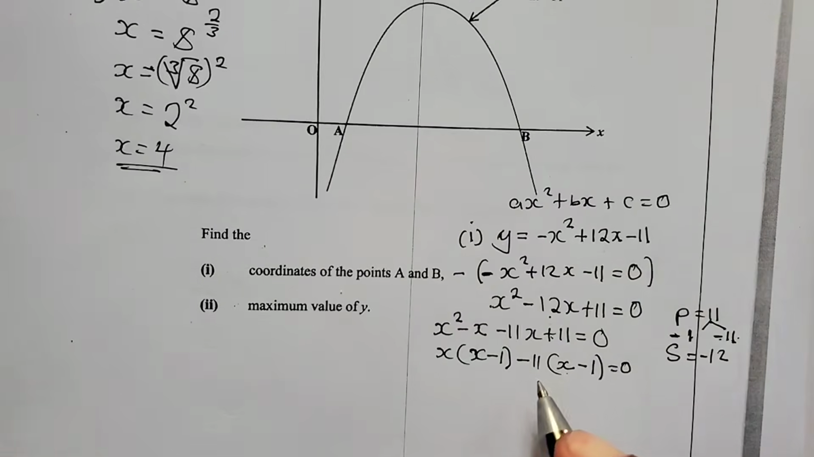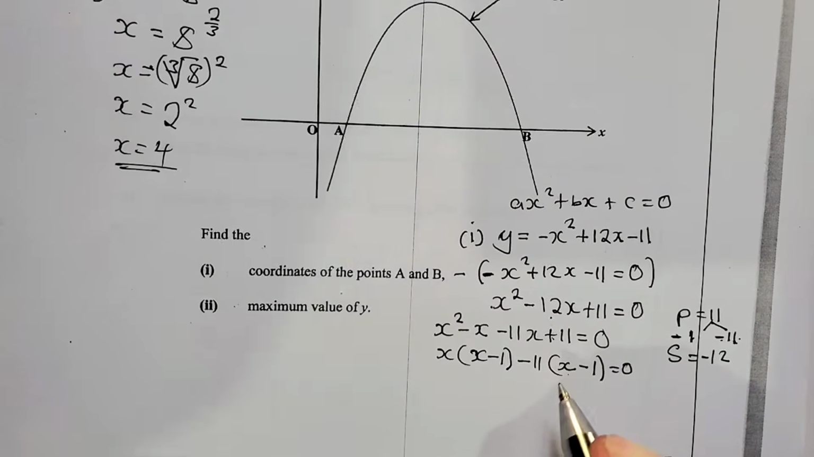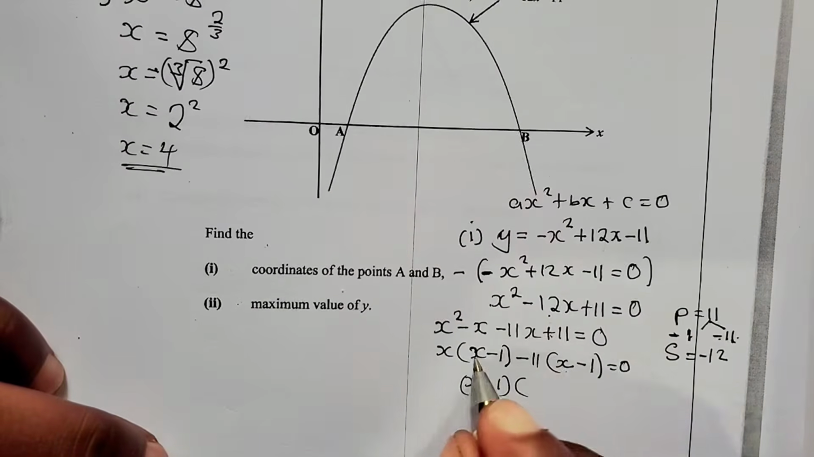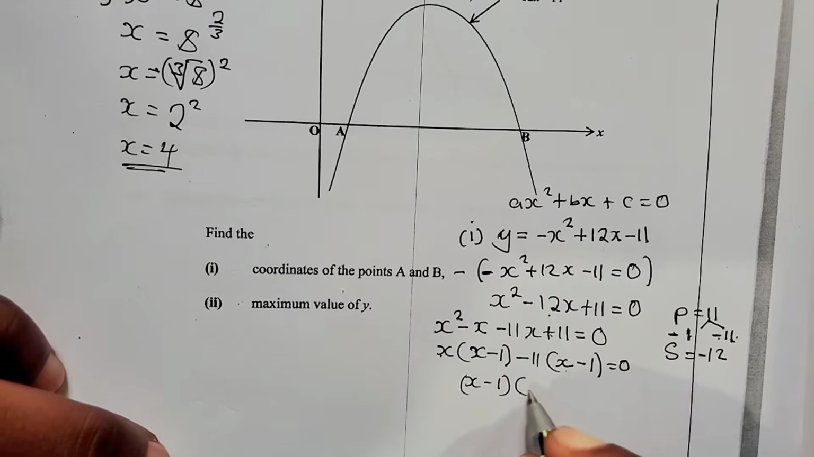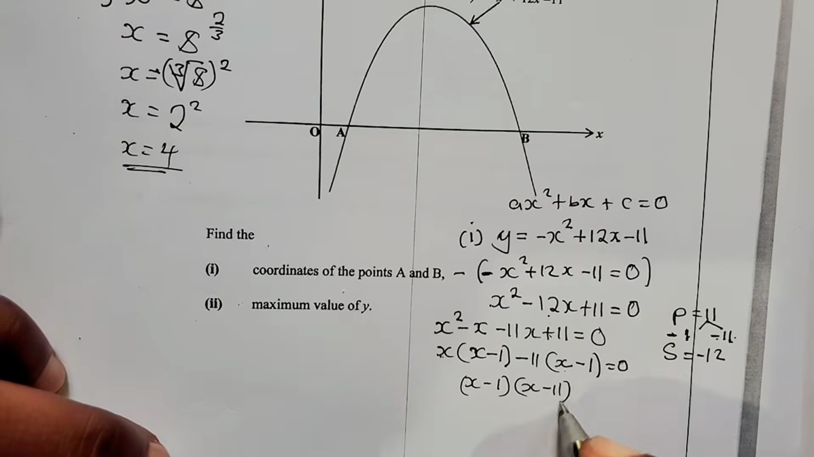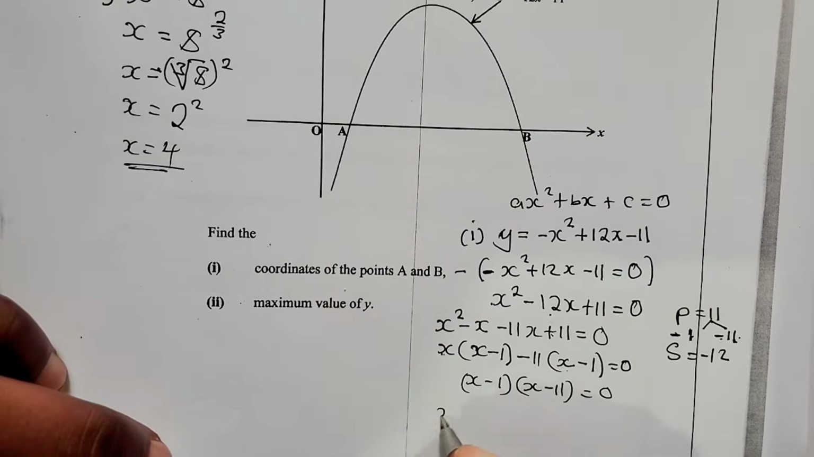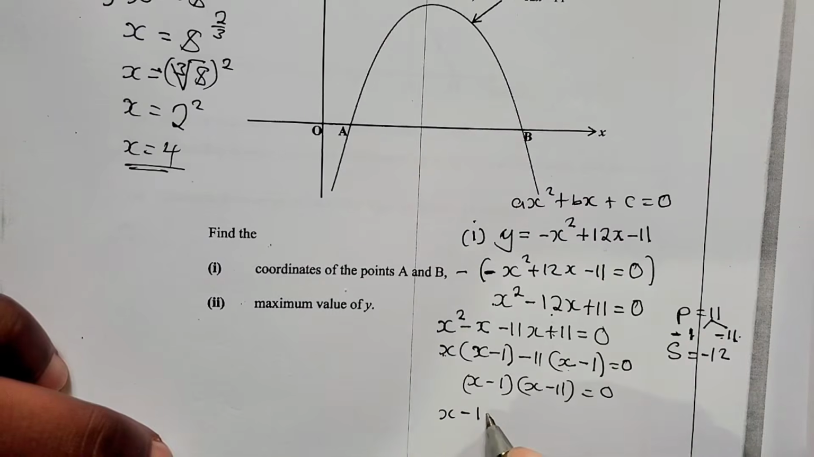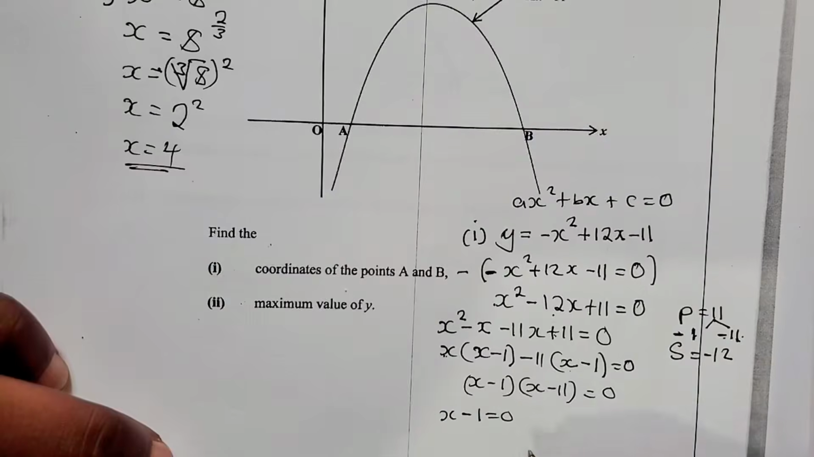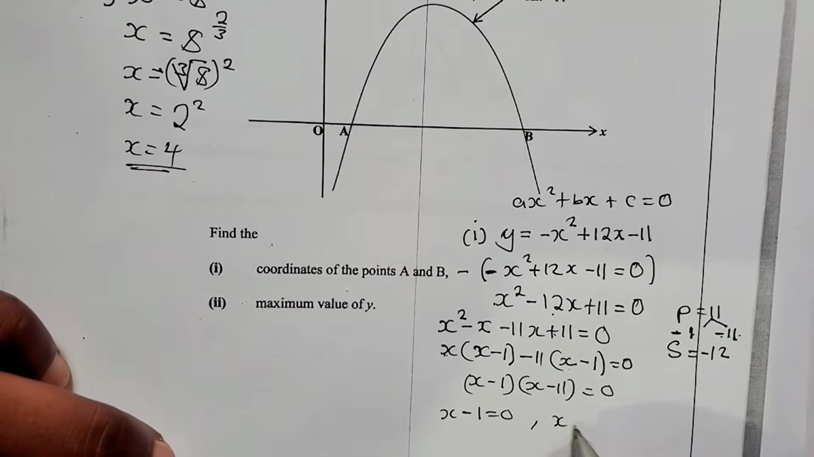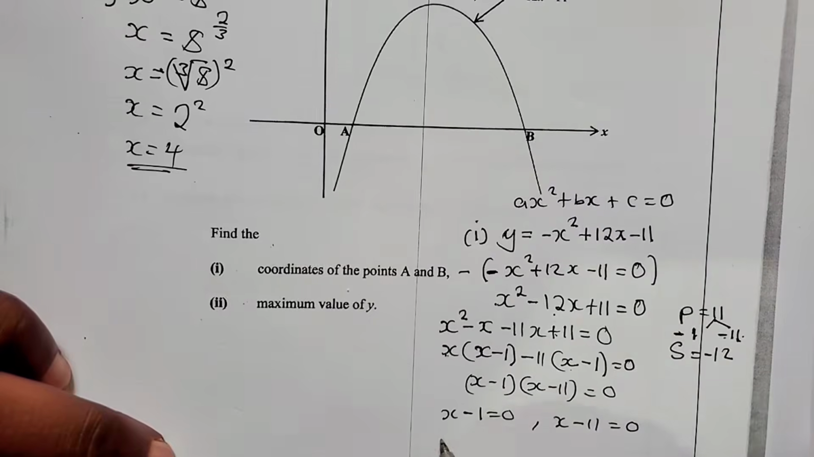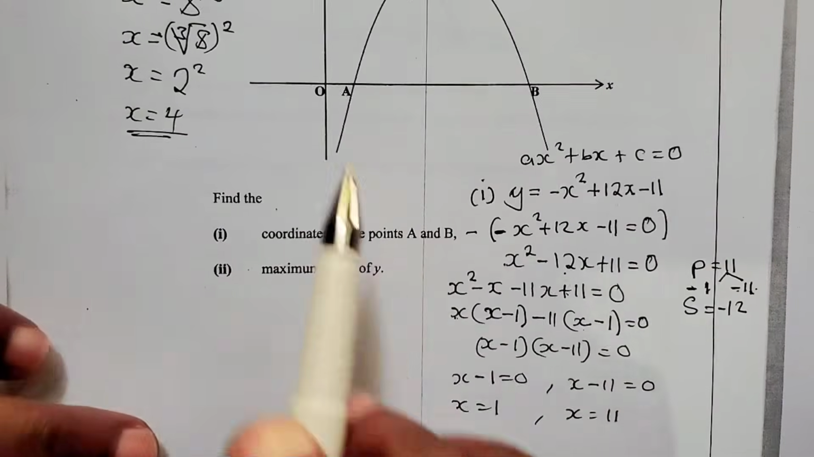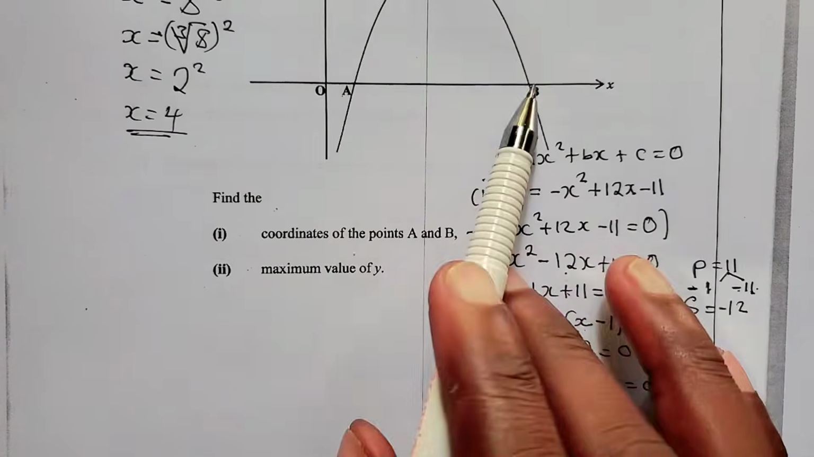What's inside here is the same, meaning what you are doing is the correct thing. So we can say x minus 1, which is what is common, times x minus 11 equals 0. Solving for x, x minus 1 equals 0, or x minus 11 equals 0. So x equals 1, or x equals positive 11. You check on your graph which one should be 1 and which one 11. This must be 1, this one 11.